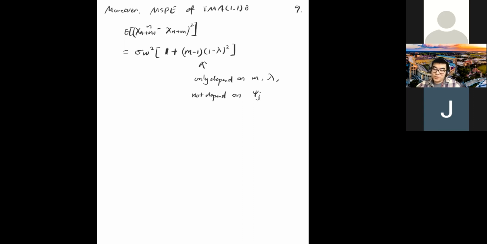Also, you can see as this m goes to infinity, this part in the bracket also goes to infinity. So it won't converge, it just diverges. This is very different from the ARMA model. In the ARMA model, the MSPE, the prediction error, will converge. But once you have a non-stationary feature in your data, then your MSPE will diverge. And this can be very easily seen because this m will go to infinity.